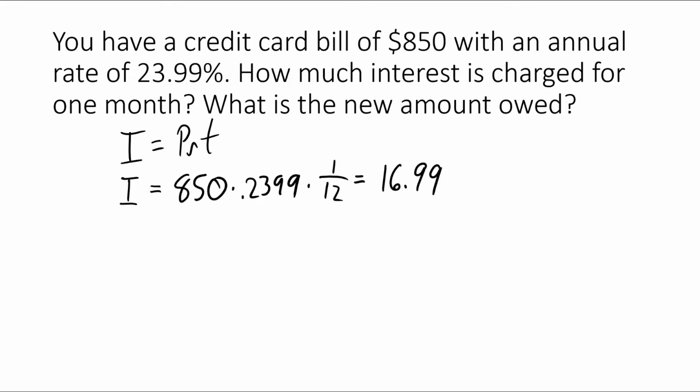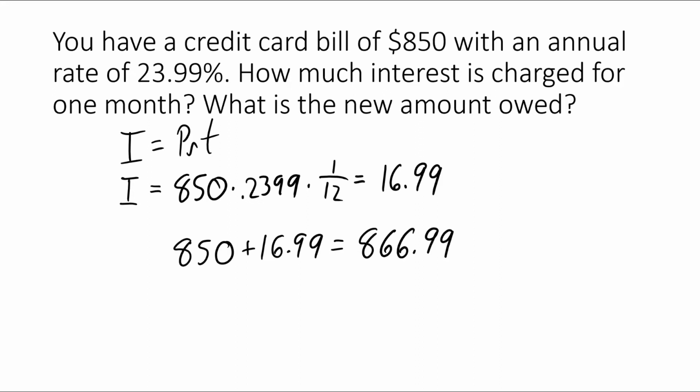Now, if you paid that off, you wouldn't have to pay the interest, but it is compound interest if you don't pay off the interest every month. So the second question here was, what is the new amount owed? And so for that, we just take the $850 for the credit card bill and add on the $16.99 in interest that's charged. And that gives us $866.99. And so that would be the new amount owed.